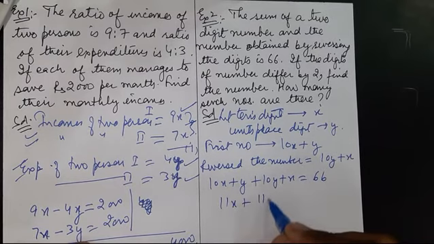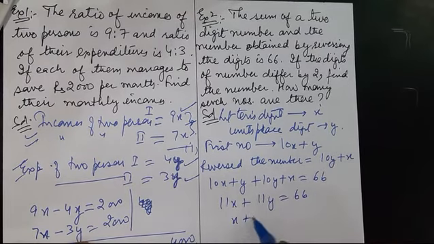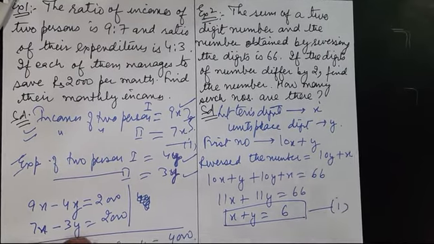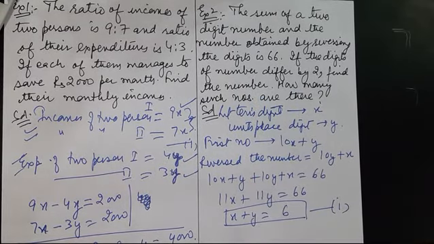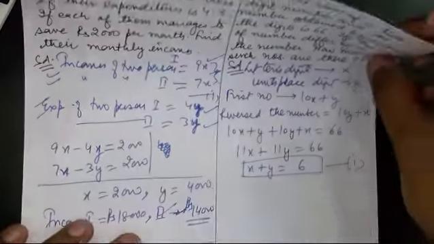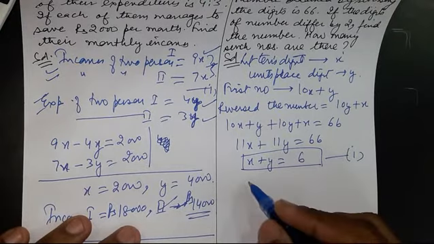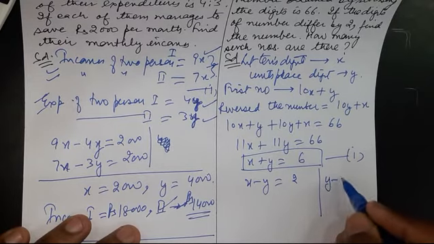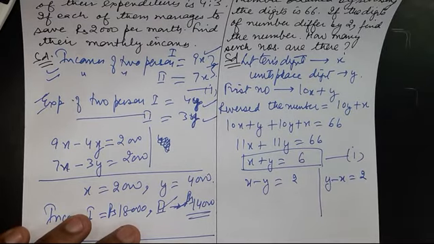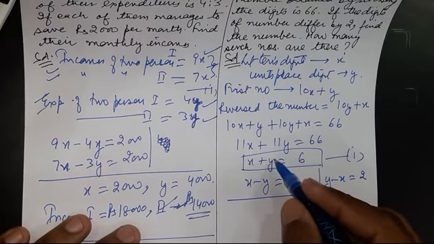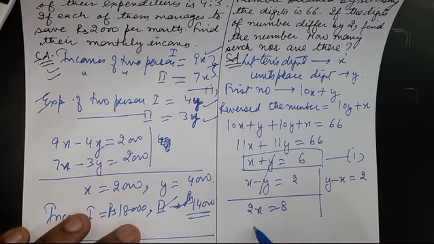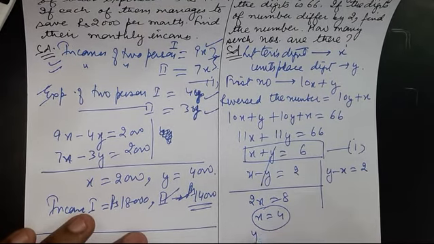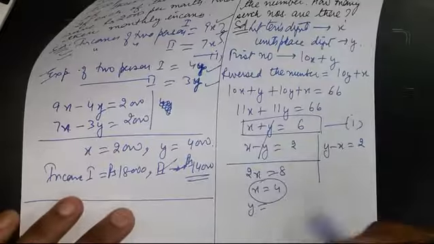11x plus 11y, you get 66. x plus y will be equal to 6 over here, the very first equation. Similarly, the difference of the digits is 2. So the difference is either x minus y equal to 2 or y minus x equal to 2. You can take both these cases. First take x minus y is equal to 2, and else you can take y minus x equal to 2. In this case, just solve it out. 2x is equal to 8, and x you get 4. Got it? And if x is 4, then obviously y will be 2.